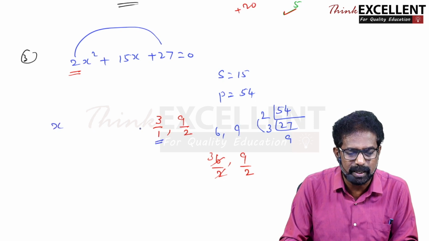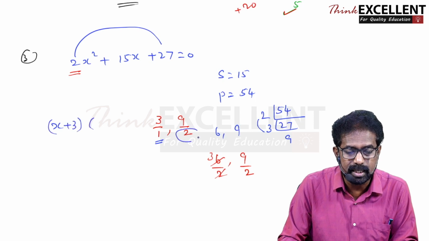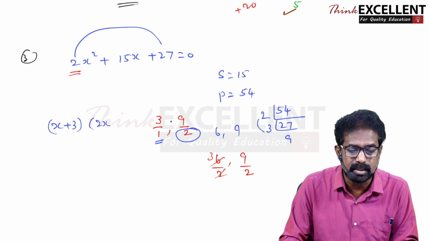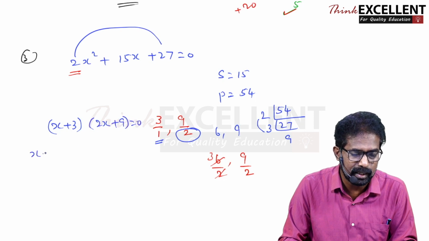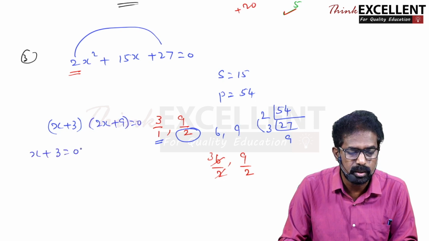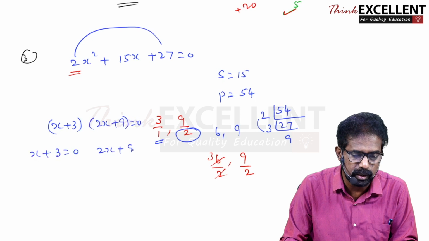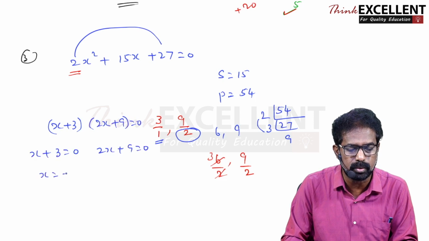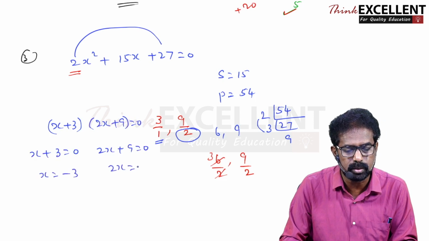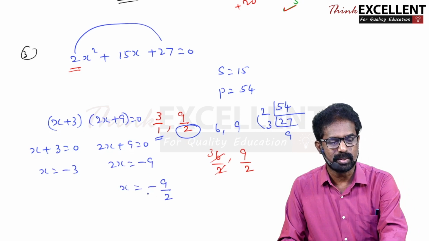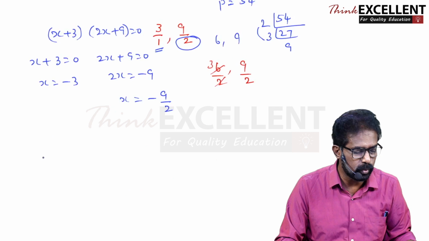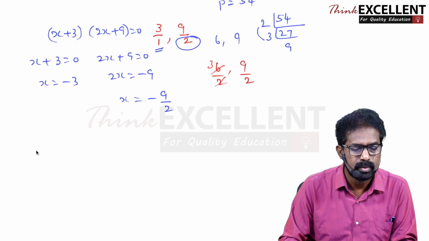The numerator is plus 3. So x plus 3 is one factor. Another one, denominator is 2. So write 2x. Numerator is 9. It is plus 9 equal to 0. Hope you understood. Now either x plus 3 is 0 or 2x plus 9 is 0. Now we can solve it. X equal to minus 3. Here 2x equal to minus 9. X equal to minus 9 by 2. Okay, hope you understood. Let me explain one more question of the same type.